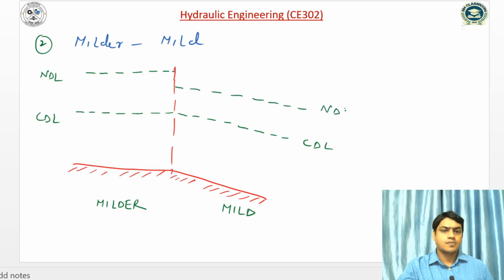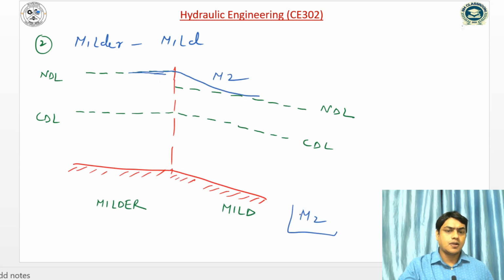Flow will always move from NDL to NDL. So if I draw the flow profile, it will come like that, and it will be like that. So this is M2. The flow profile possible here is M2.